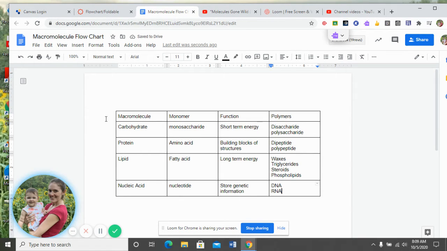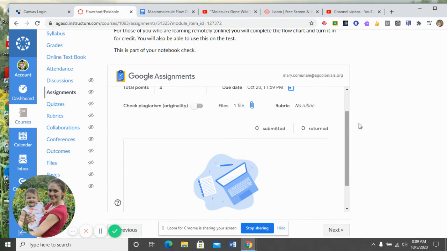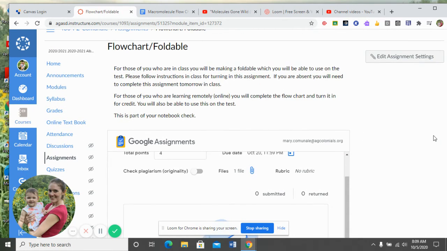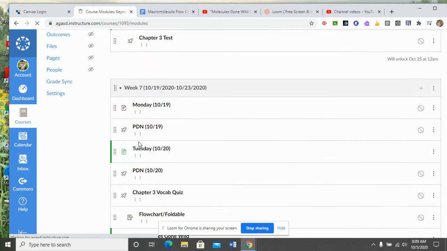So that is going to be the flow chart that you are going to want to turn in for this assignment. Now, if you're in class, in person, you're going to be making a foldable. So yours is going to look different than the one on here. So it will not help you out to do this one. It's not an either or. If you're in class, you do the foldable. If you're remote, you do the flow chart that I just filled out. Moving on.